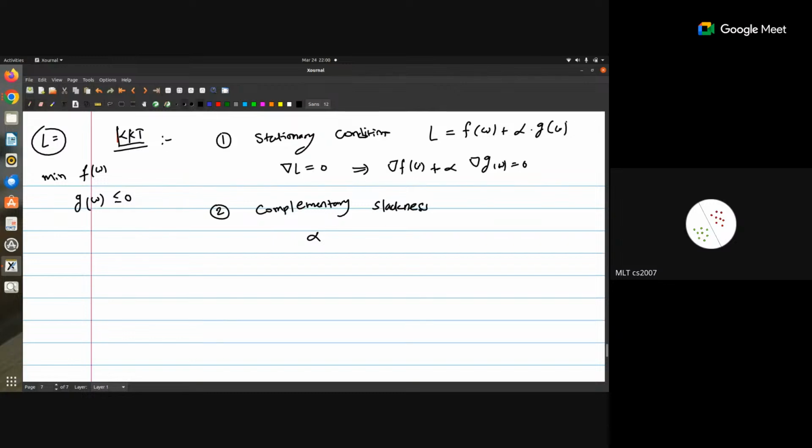Okay, this is one thing. Complementary slackness, what does it do? It will make alpha times g of w equal to 0. This is the complementary condition, and there is one other condition, primal feasibility, and the fourth one is dual feasibility, right?